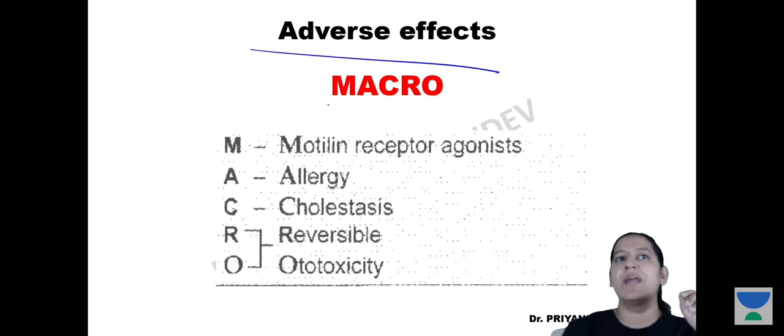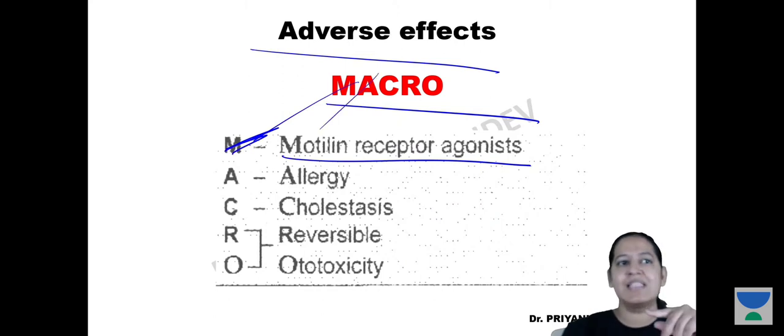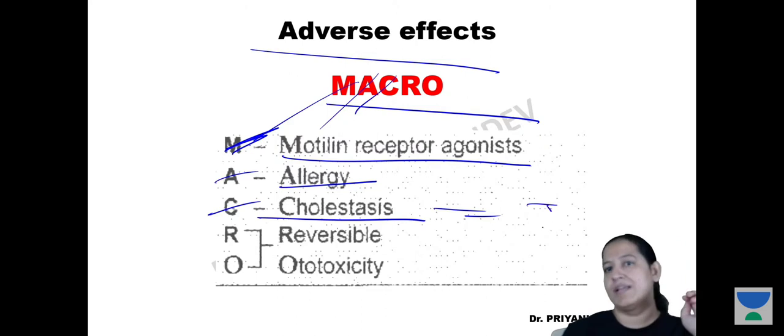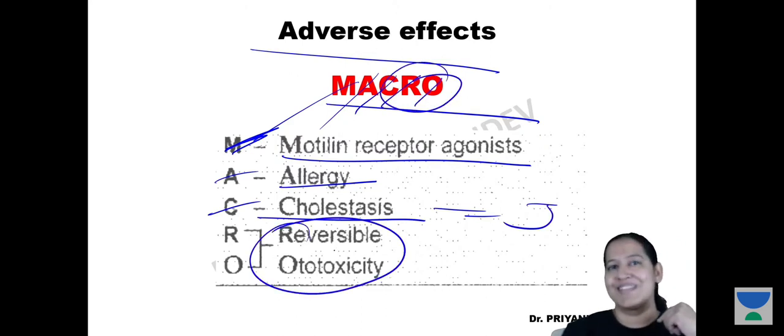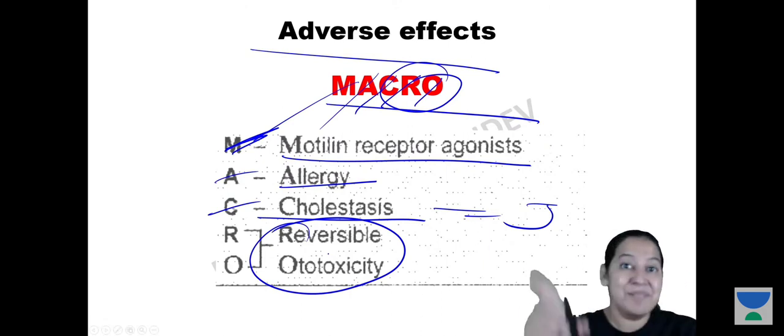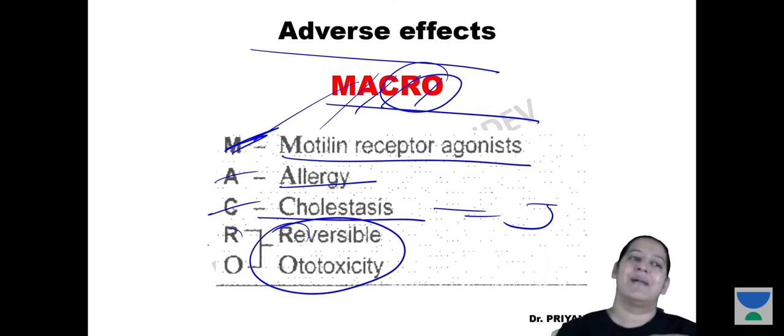Adverse effects. The mnemonic is MACRO. M stands for motilin receptor agonist. I will tell you what it is. A stands for allergy, hypersensitivity allergy. C stands for cholestasis, means jaundice. It causes jaundice. RO stands for reversible ototoxicity. Ototoxicity was irreversible in aminoglycoside. Here it is reversible ototoxicity.